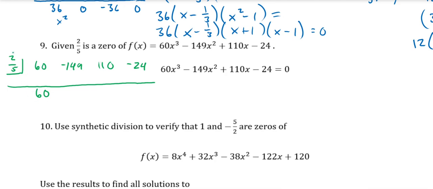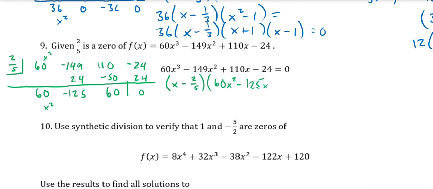60 divided by 5 is 12, times 2 is 24. And then adding these two together, I'll wind up with minus 125. Now dividing this by 5, I'll get 25. And then multiplying that by 2, I'll get 50. So this would be negative 50 here. This brings down another 60, so we know this will be 24. And adding those together, we get 0, as predicted. So now we have another polynomial. This dropped from x to the third to x squared. And we know then that this factors as x minus 2/5 times 60x squared minus 125x plus 60.